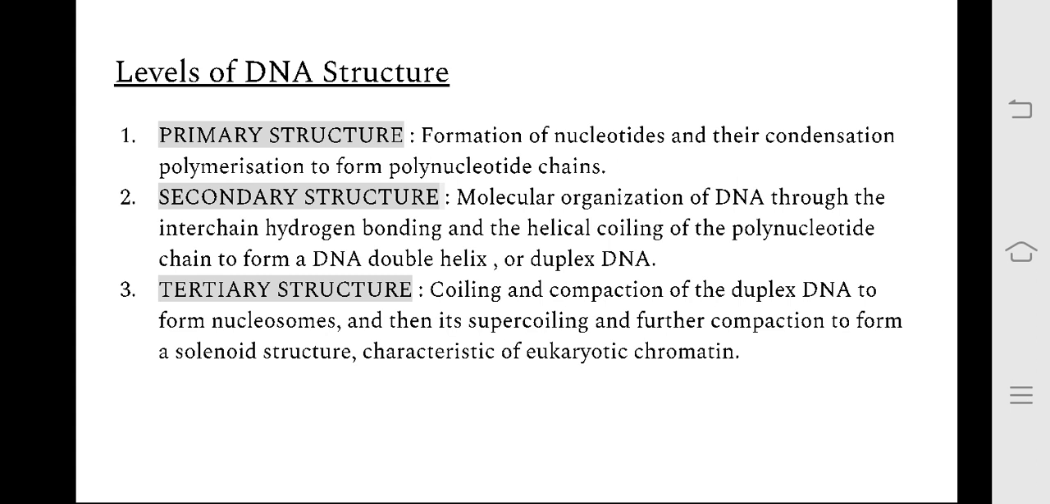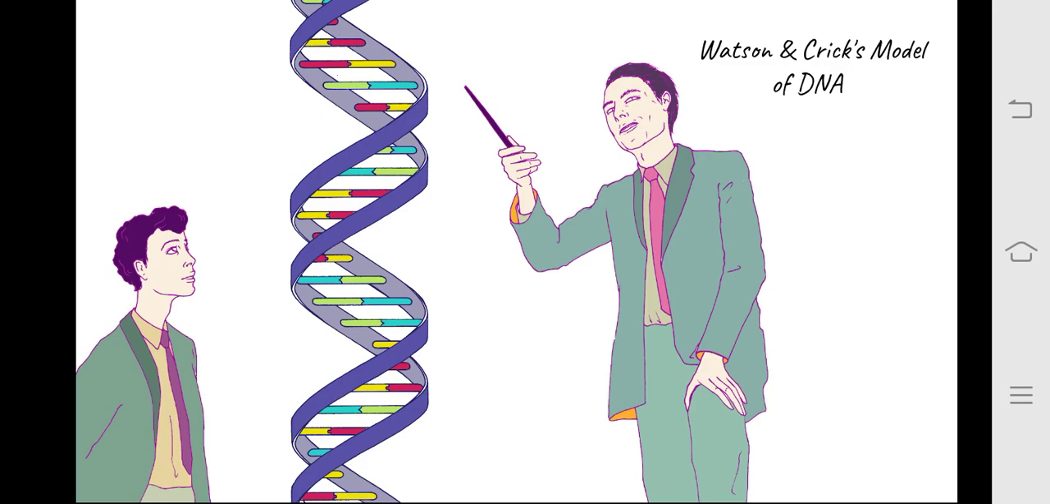And the last one is tertiary structure. That is the tertiary structure of DNA. It is the coiling and compaction of duplex DNA or DNA double helix to form nucleosomes and then its supercoiling and further compaction to form a solenoid structure characteristic of eukaryotic chromatin.